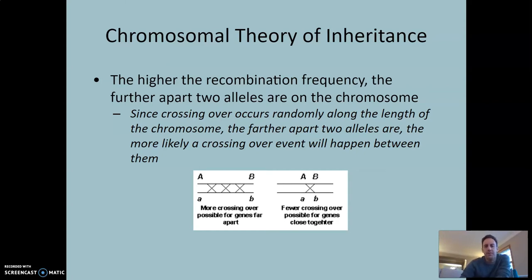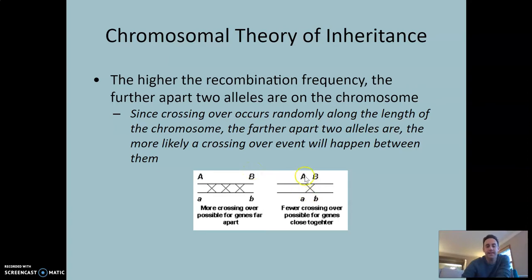And so the further apart two alleles are, the more likely that crossover event will happen between them. Here's a visual that kind of explains that. You've got the A allele and the B allele spaced really far apart. And so any position here, if crossing over just happens to occur in any of these spots, that could potentially separate this big A and big B from one another.